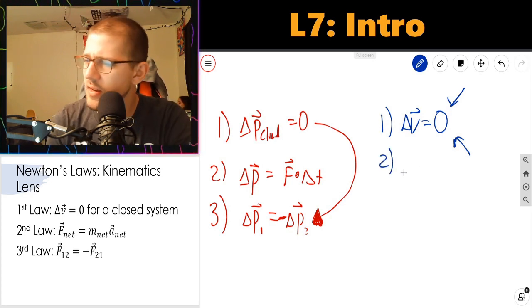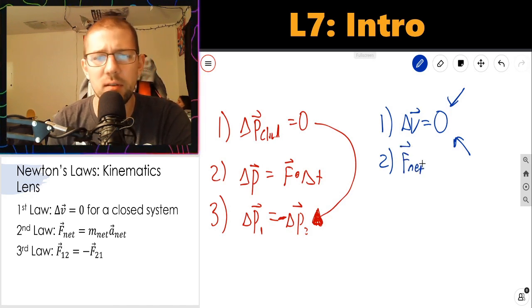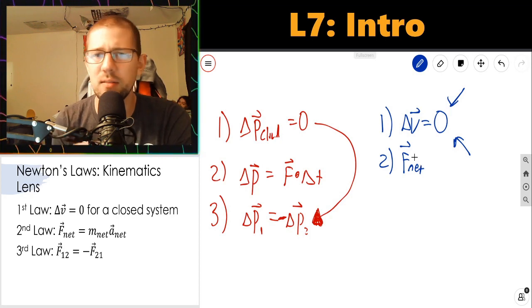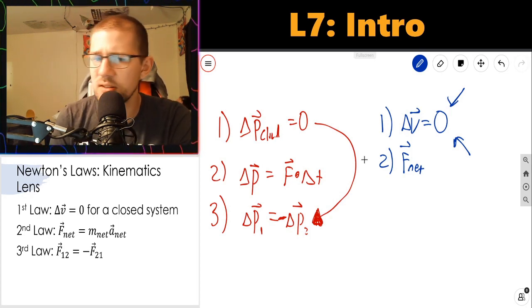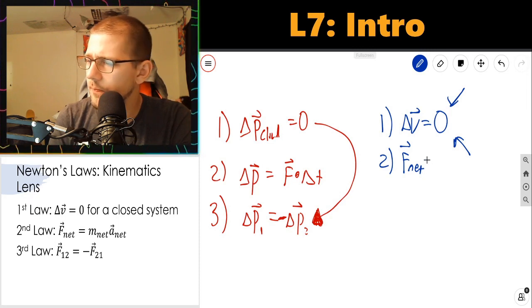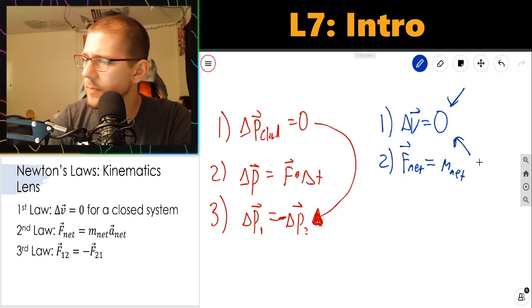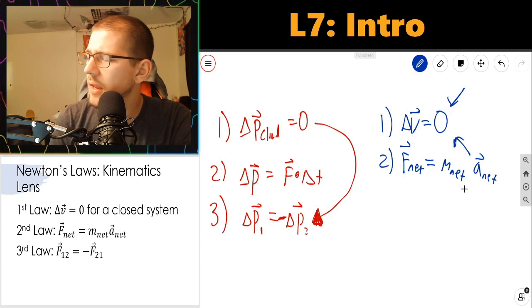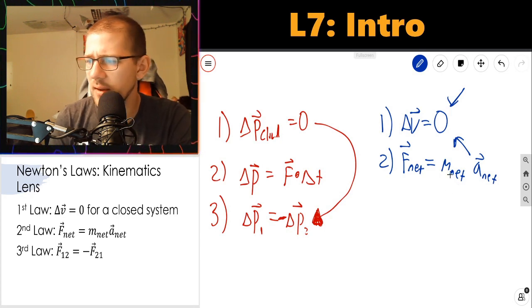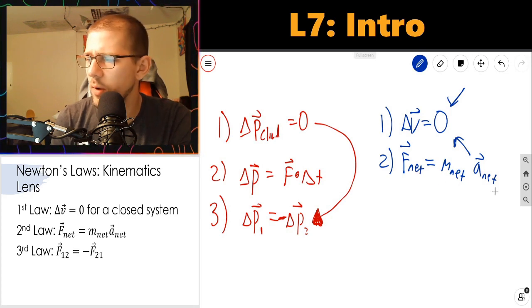The second law says that any net force acting on a member of a system, any force that is not balanced by other forces, so a total force, the sum of all the forces acting on the particle, that's the net force. So the net force is the sum of all forces. The net force acting on a particle drives that particle's acceleration, and it drives that acceleration at a rate that is inversely proportional to the mass.